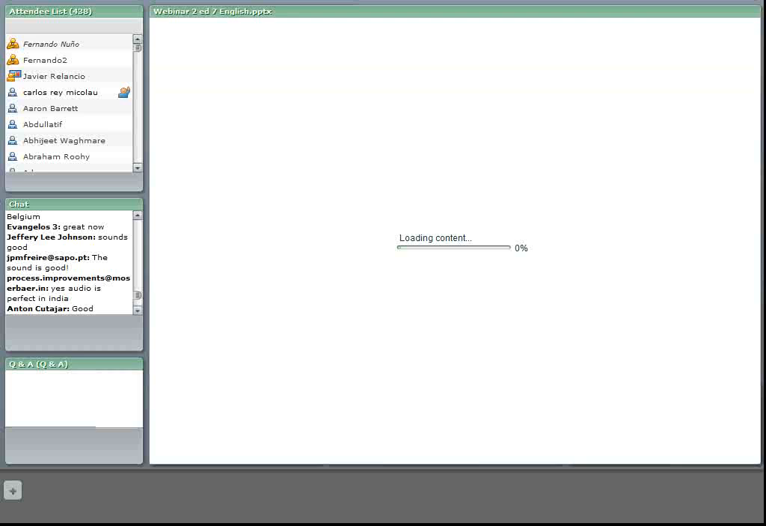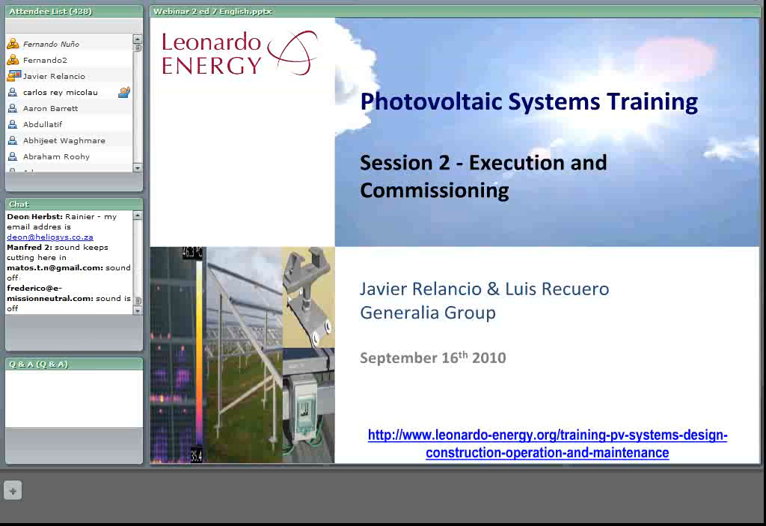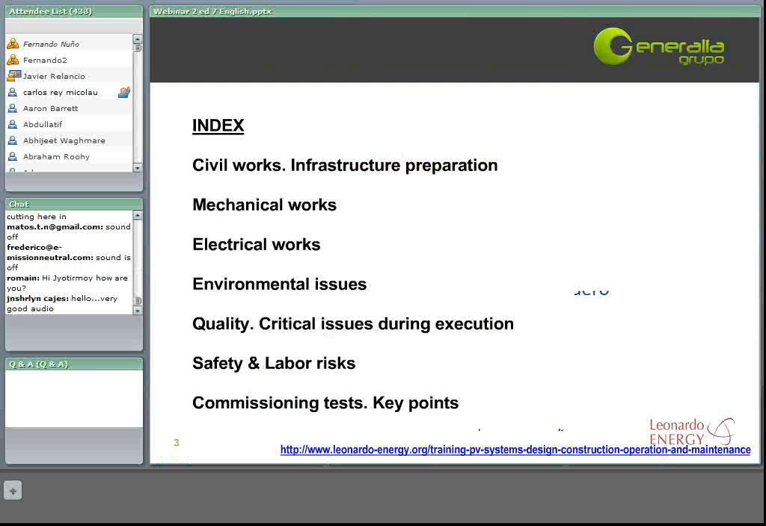A solar facility, and in this session, as Fernando has just introduced you, we will study the different steps for the execution and commissioning of a solar plant.